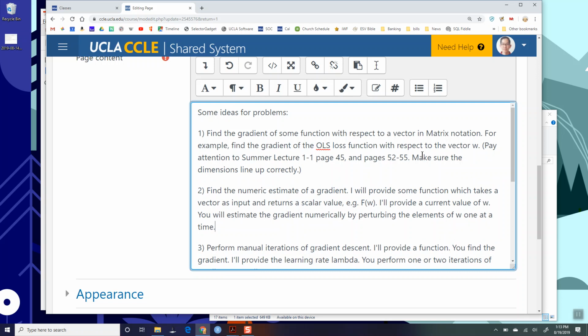Okay. All right, number 2, find the numeric estimate of a gradient. I'll provide some function which takes a vector as an input and returns a scalar value. And then I'll provide a current value of W or whatever. And then you'll estimate the gradient numerically by perturbing the elements of W one at a time. I think I already gave you this warning, but once again, a very common mistake, and I don't know if I'm making it too easy by telling you, the most common mistake last quarter was that people changed both elements at the same time. You have to change elements one at a time.